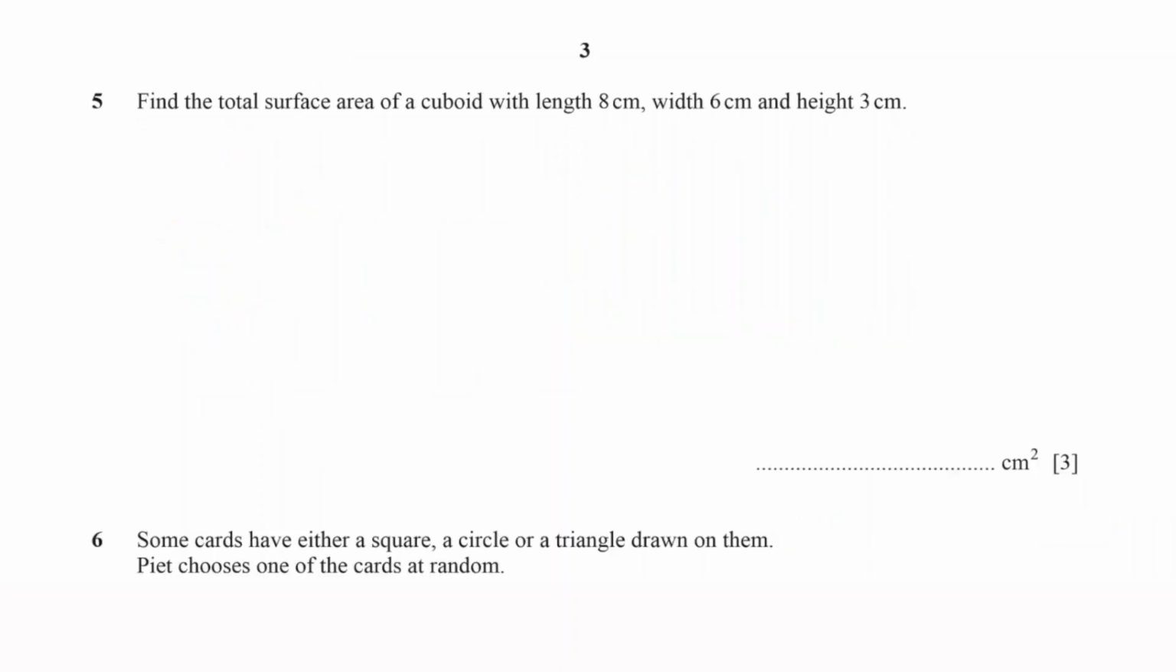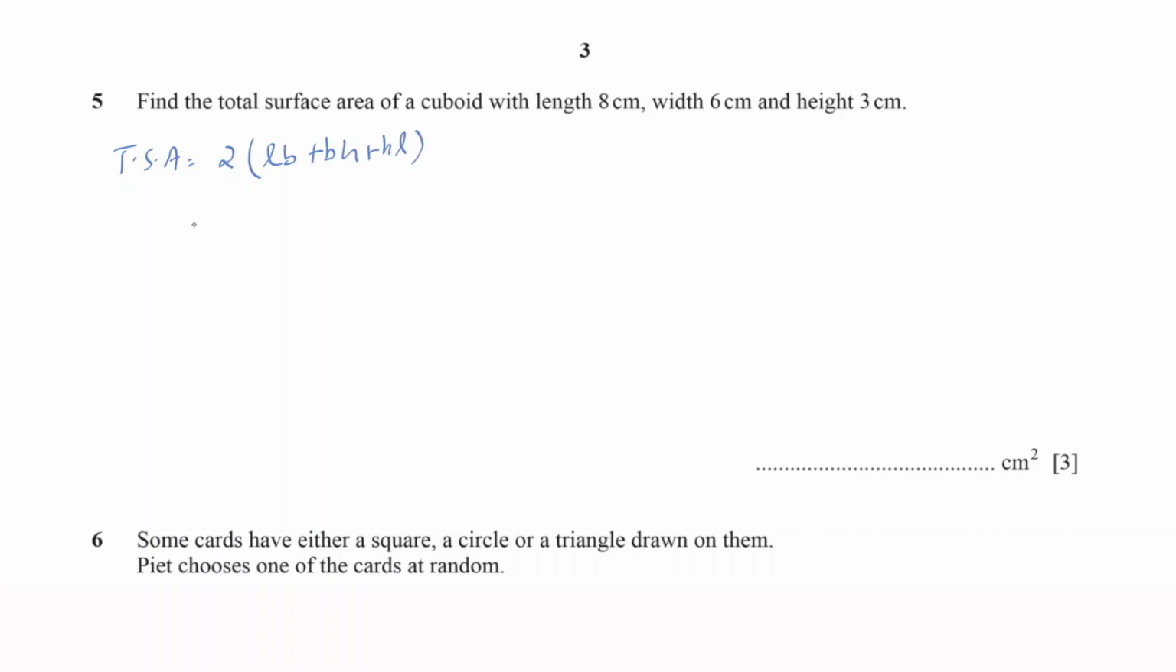Question number 5. Find the total surface area of a cuboid with length 8 centimeter, width 6 centimeter, and height 3 centimeter. So the formula that we will be using for finding the total surface area is 2 into length into breadth plus breadth into height plus height into length.